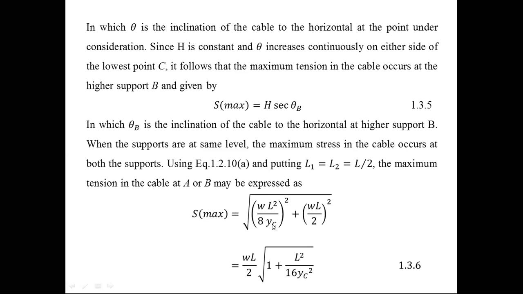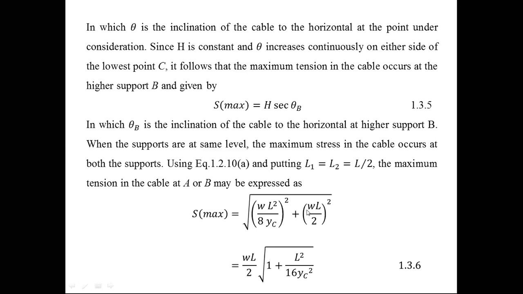What is H? WL square by 8 into YC. YC is the vertical ordinate at the lowest point of the cable, because support A and support B are at the same level. Therefore, the ordinate at the lowest point is denoted by YC. Therefore, H is equal to MB by YC. M is equal to, because for a simple beam subjected to uniform distributed load the maximum bending moment occurs at the center, WL square by 8. Therefore, the formula will be H is equal to WL square by 8 YC, whole square plus, already I told that one.